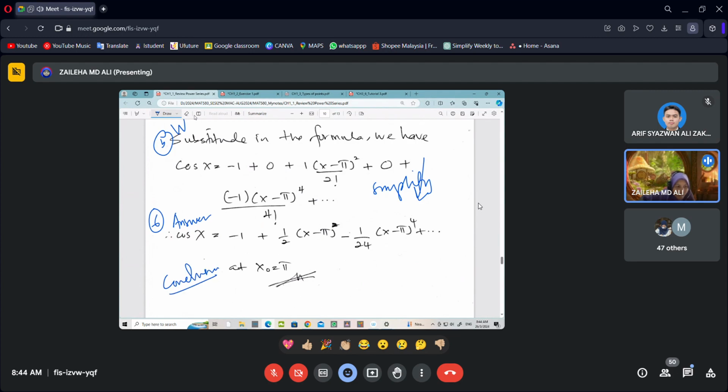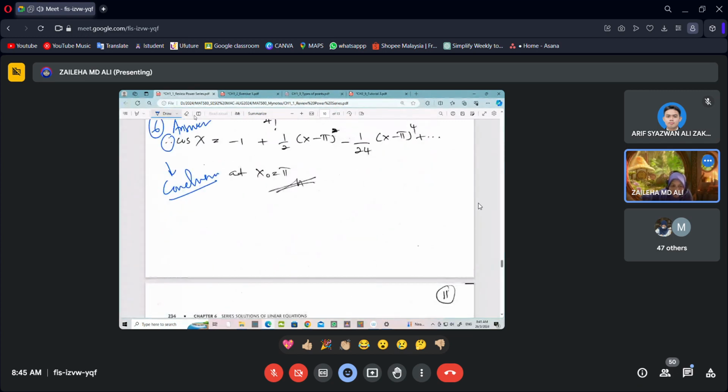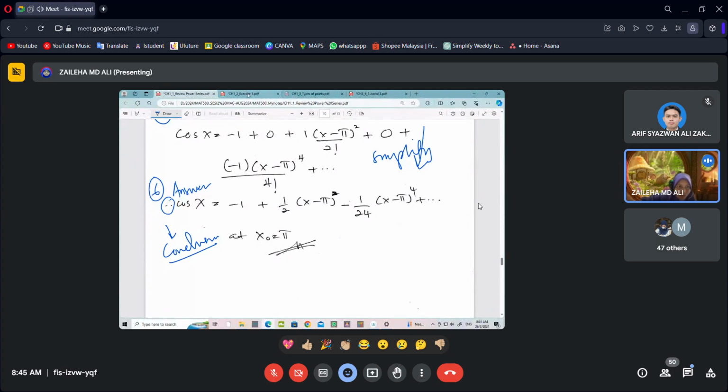saying that therefore, saya letak therefore, cosine of x is just infinite polynomial minus 1 plus a half x minus 5 squared minus 1 over 24 x minus 5 to the power 4 plus dot dot dot at x not equals to 5. That will be your problem. This is how you do Taylor series. Are you okay so far?